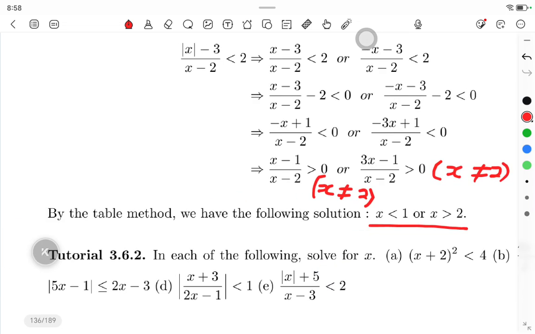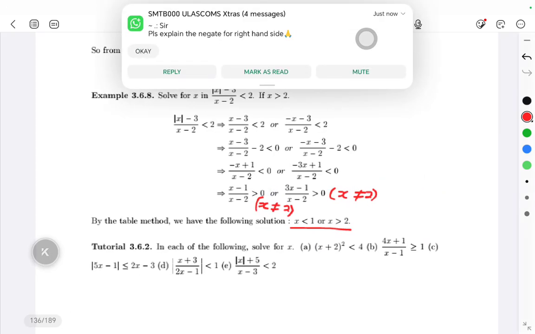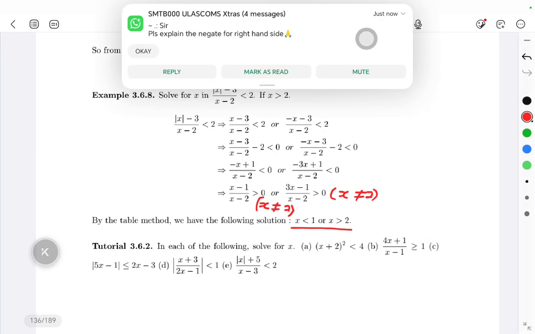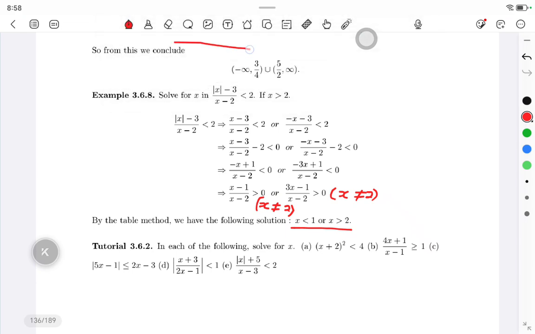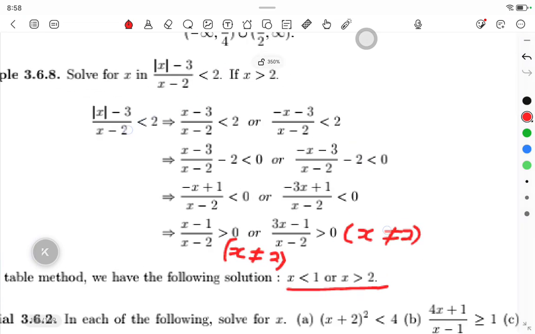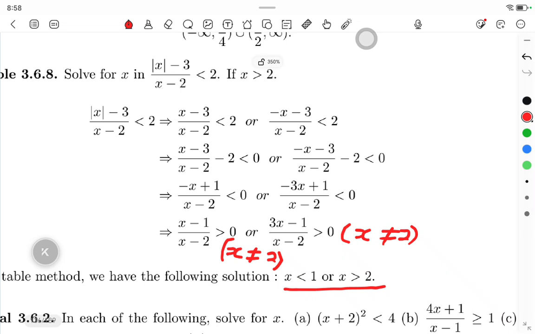Then they say here, by the table method, we have the following solution. It's just that they didn't use the table method. You see that thing, the negate. Please explain the negate for the right hand. Okay, let me also explain the right hand side. So we can take this to a table, since they didn't take it to a table, and we need to know how to define this x less than 1 or x greater than 2, right? So now for us to explain the negated side, let me see the negated side. Let me see what they got.